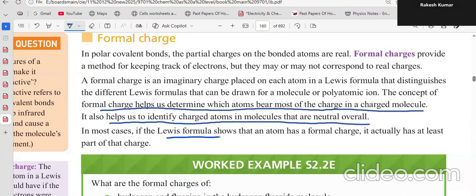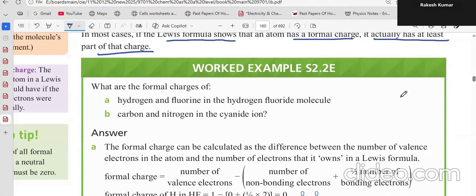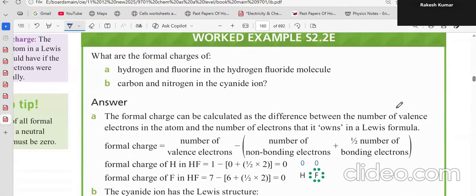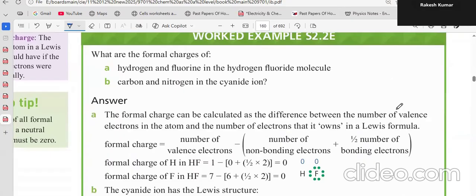In most cases, an atom with a formal charge actually has at least some part of that charge. It might not be the exact same charge, but at least it's charged, and we come to know which atom is holding the charge. Now the formula is this: formal charge is the difference between the number of valence electrons in the atom and the number of electrons that it owns in a Lewis formula.